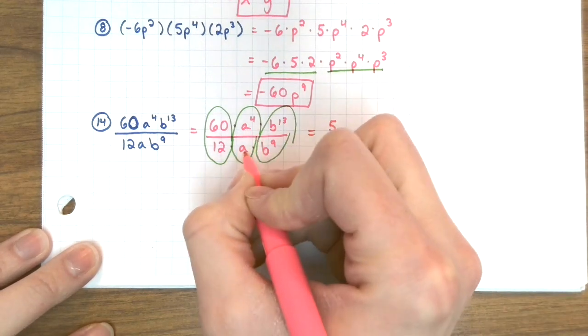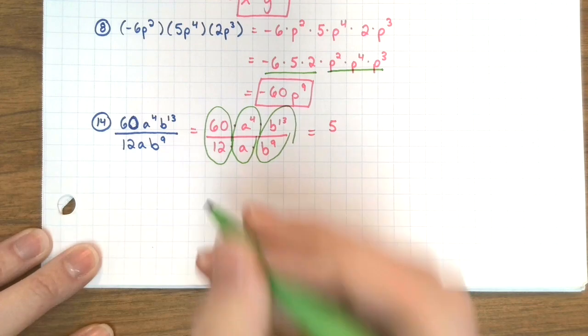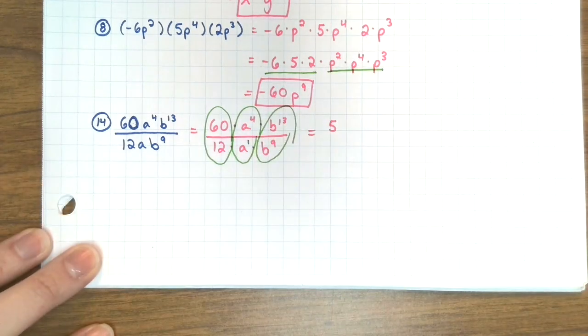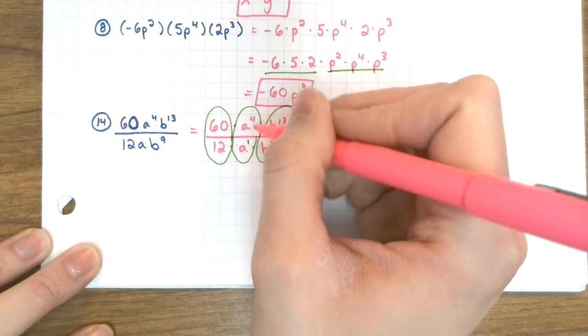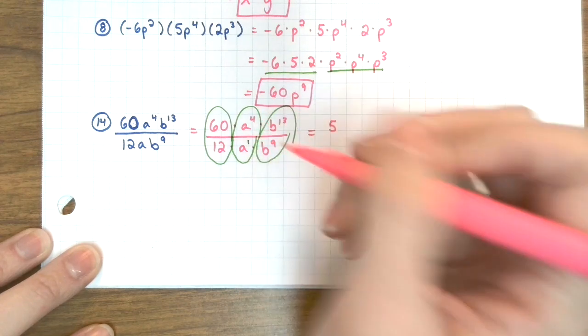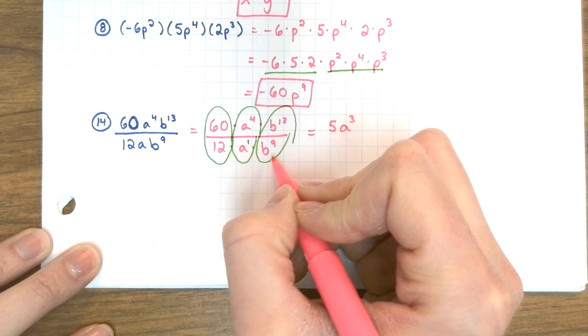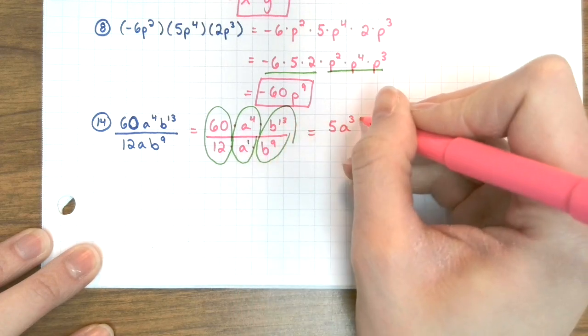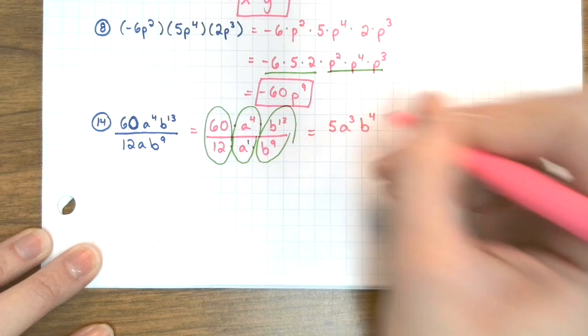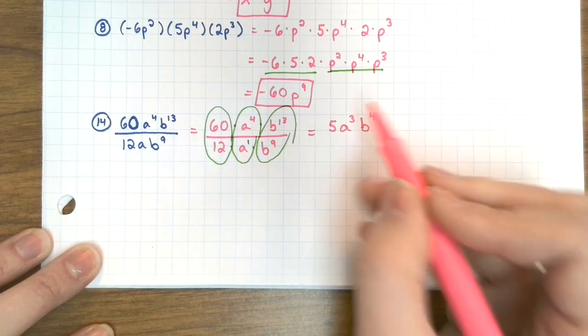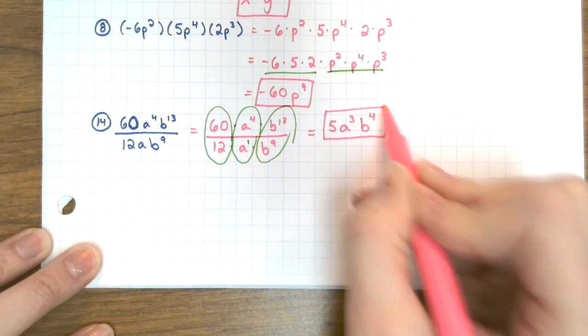And then a to the fourth over a, we need to keep in mind that this is a to the first power, and so when we subtract our exponents, just like the quotient rule tells us, 4 minus 1 is 3, so this is going to be a to the third. B to the 13th over b to the 9th. We're going to subtract those because that's what the quotient rule tells us to do. And this ends up being b to the 4th. And this would be the final answer for that example.